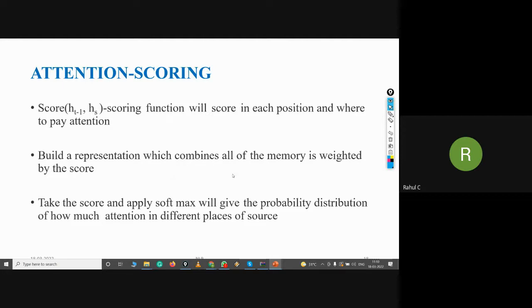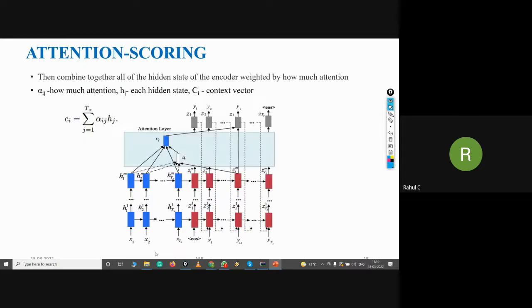So build a representation which combines all the memories weighted by the score. According to the score only, you will get the output. And finally, you can apply softmax to give the probability distribution over the attention of different places of the source. You can see the attention here. This c_i is an attention layer. This attention layer is combining different hidden layers, h1 and so on. So this is the attention layer c_i.